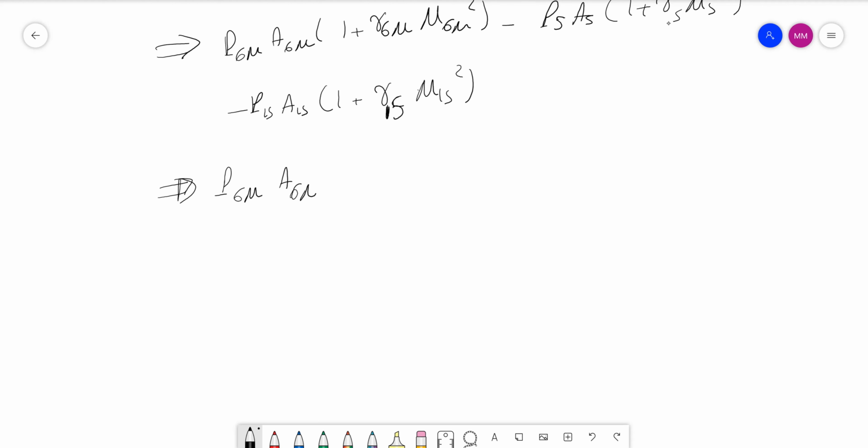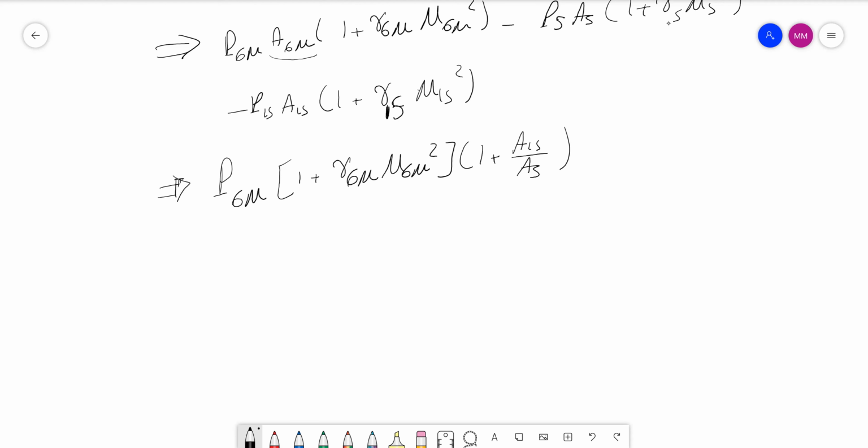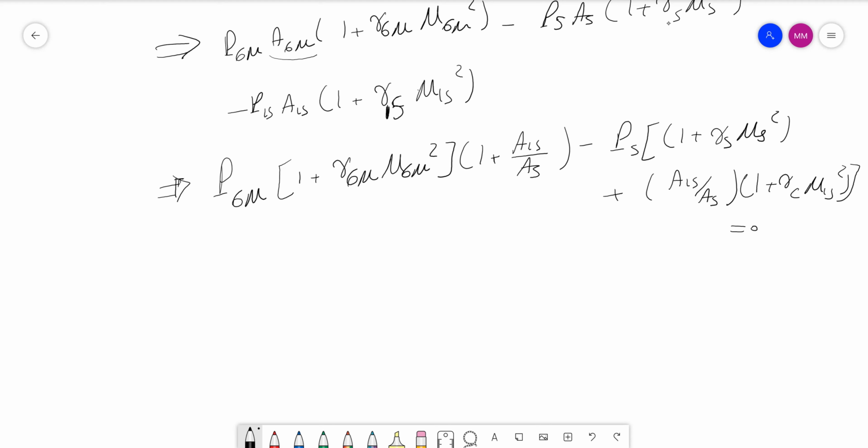So essentially, I'm going to replace A6m with A15 plus A5 and give you the final equation here, which is going to be P of 6m multiplied by (1 plus gamma of 6m M6m squared) multiplied by (1 plus A15 over A5), minus P5 multiplied by (1 plus gamma 5 M5 squared) plus A15 divided by A5 times (1 plus gamma C M15 squared). All of this is equal to 0.